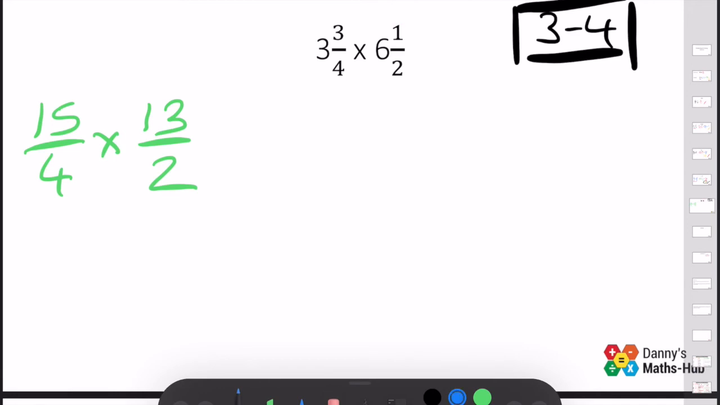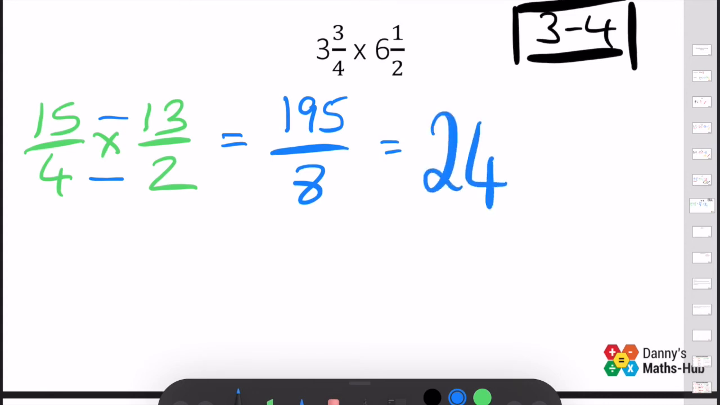So let's go back to answering this question. We want to do 15 times 13, which is 195. And then 4 times 2 is 8. We now want to turn this into a mixed number because it's currently an improper fraction. So we need to work out how many 8s go into 195. Well, it's actually 24, with a remainder of 3.